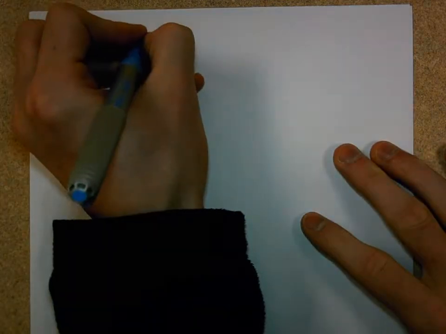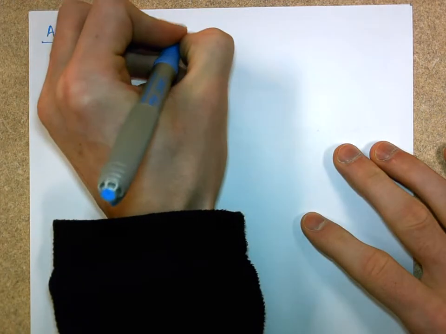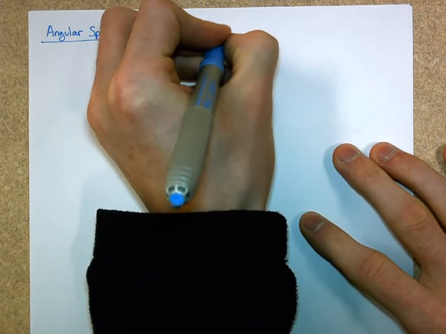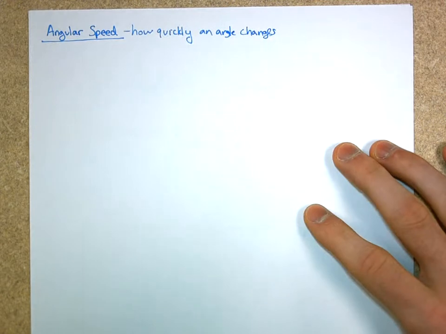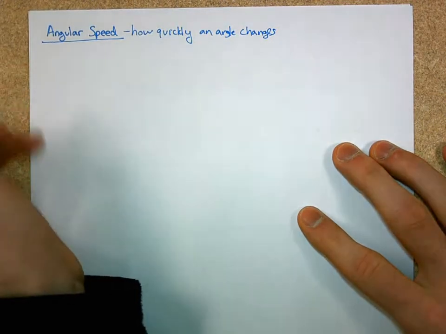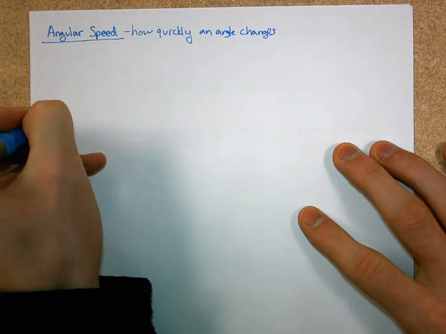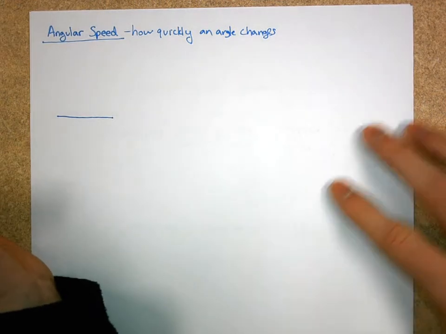The second type of speed we want to look at is angular speed. Angular speed is measuring how quickly an angle changes. So for example, I might want to look at an angle that starts right here, that is a 0 degree angle.